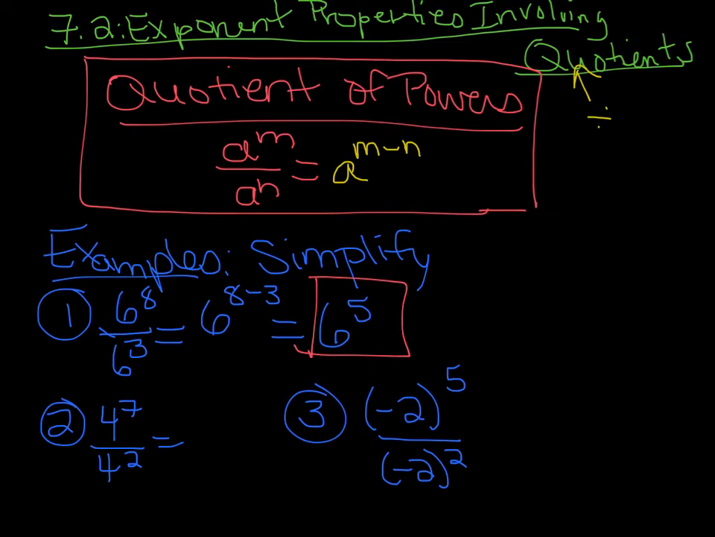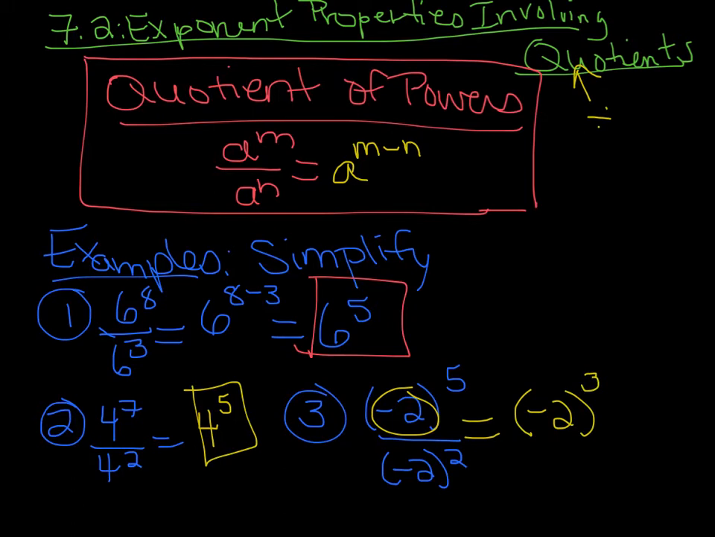So for number 2, you are going to keep the base the same. It's still 4. Subtract your exponent. 7 minus 2 is 5. That's my answer for that one. Number 3, just be careful with your negatives. Keep the base the same. It's still going to be negative 2. 5 minus 2 is 3. And that's all I get for that one.